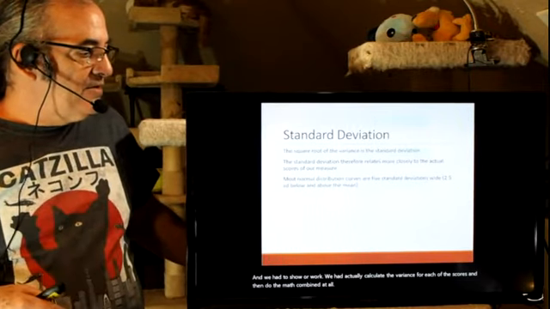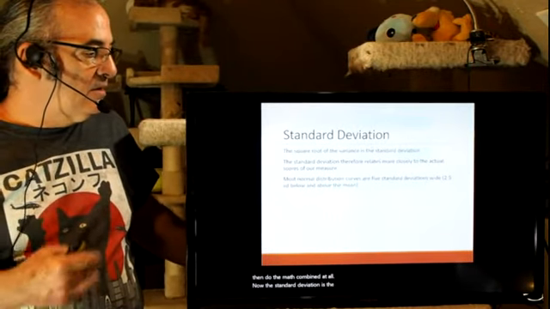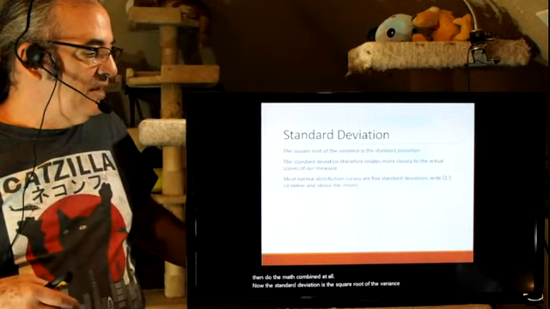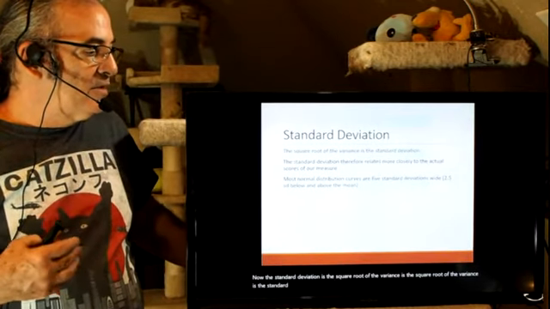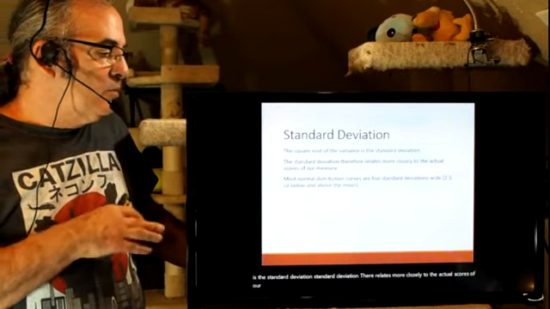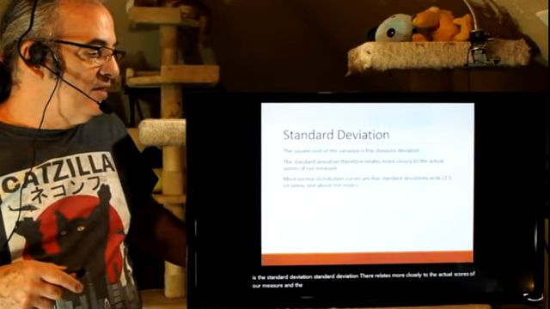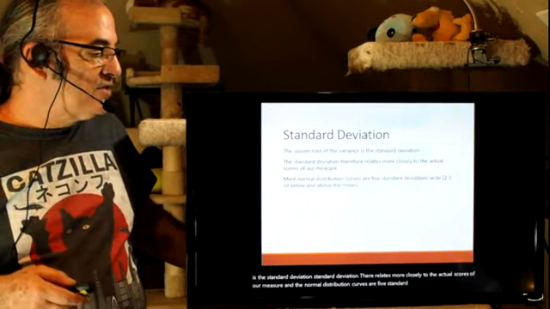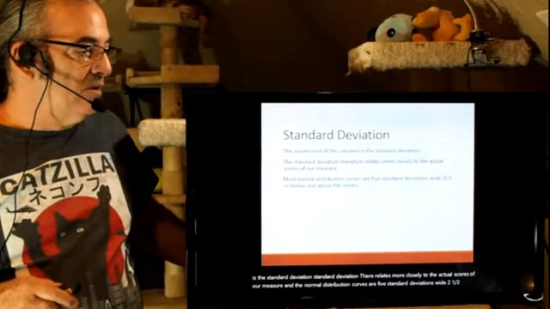Now the standard deviation is the square root of the variance. The square root of the variance is the standard deviation. Standard deviation relates more closely to the actual scores of our measure. And the normal distribution curve is 5 standard deviations wide, 2.5 standard deviations below the mean and 2.5 above.